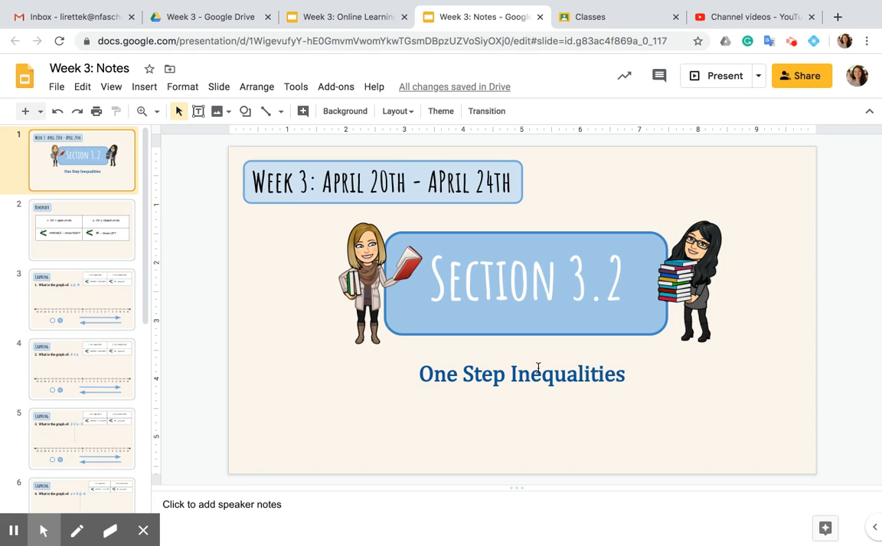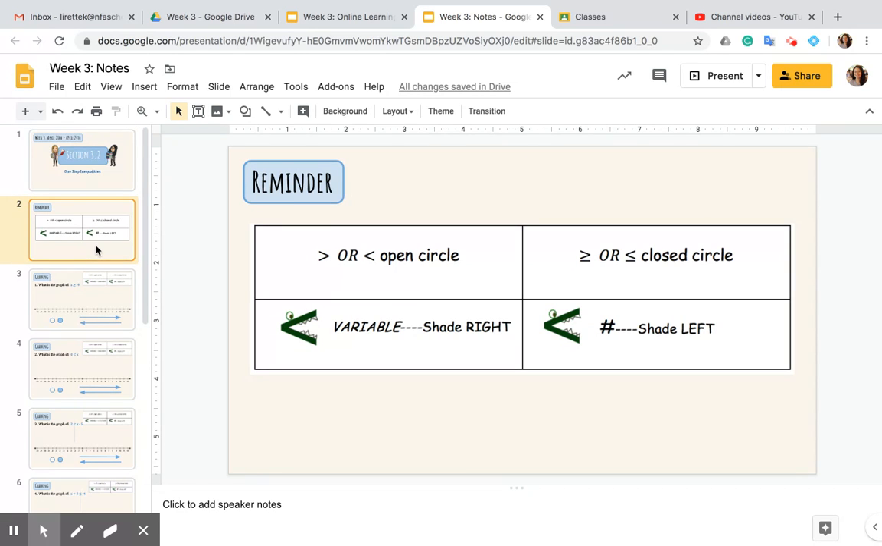The only thing we'll have to worry about is the inequality symbol. But the idea is the same. We're going to isolate a variable using inverse operations. Just a few reminders. When we are done solving an inequality, we also want to graph that inequality, and that's what we learned how to do last time.